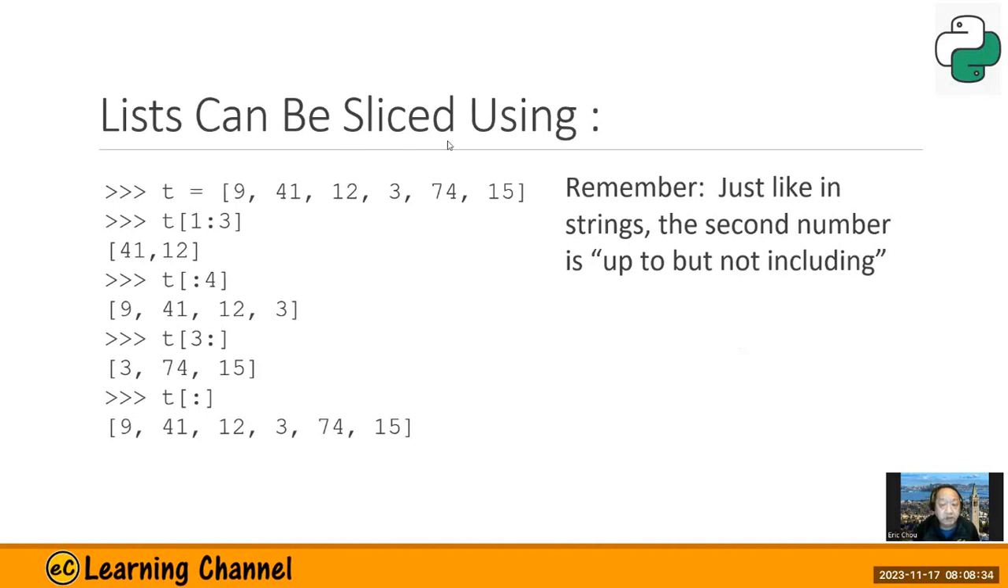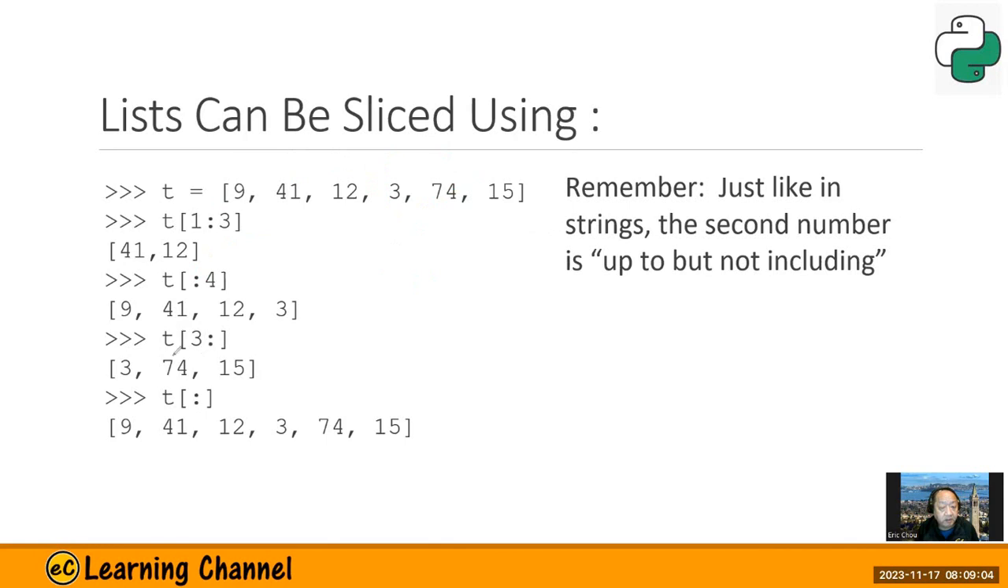And you can also use slicing to create a sublist. So here, 1 colon 3, 3 not included. So starting from 1, 2, 3 not included. So it will be 41 and 12. Next one. This one is colon 4, starting from 0 and up to 4. So it will be 0, 1, 2, 3, 4 not included. So it will generate 9, 41, 12, and 3.